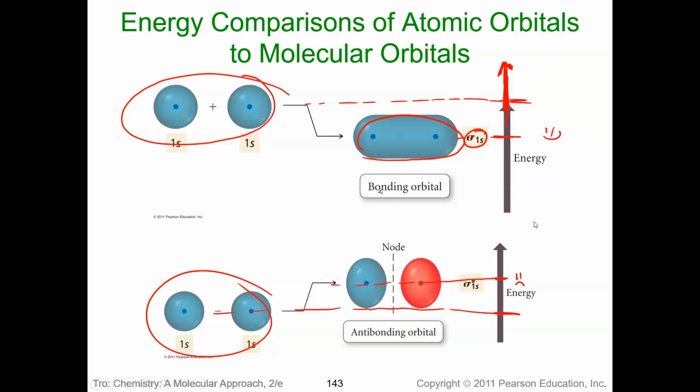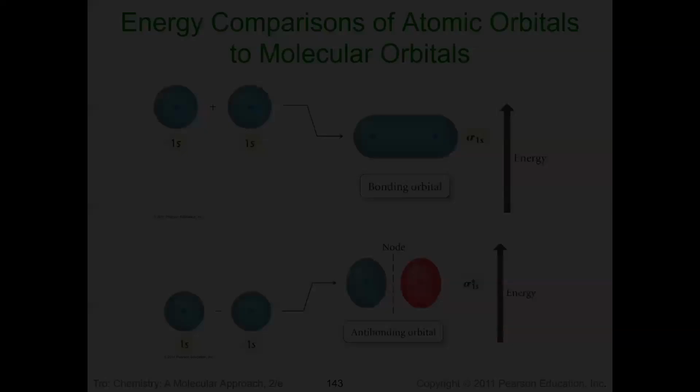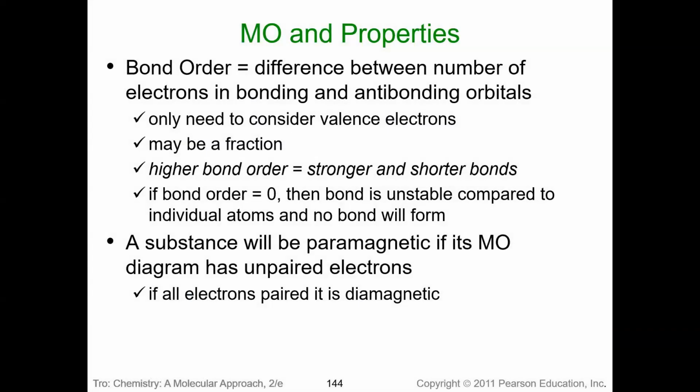So how can we tell? We're going to use this to see, do two atoms bond, we can only do this for two atoms, or do they not bond? Or is the bond stable or unstable? We often use a shortcut to figure this out, and it's called bond order. Bond order is just the difference between the number of electrons in bonding, happy orbitals, and anti-bonding, sad orbitals. We only look at the valence electrons. It can be a fraction. This is important, and you're going to use this in your Chem 101.